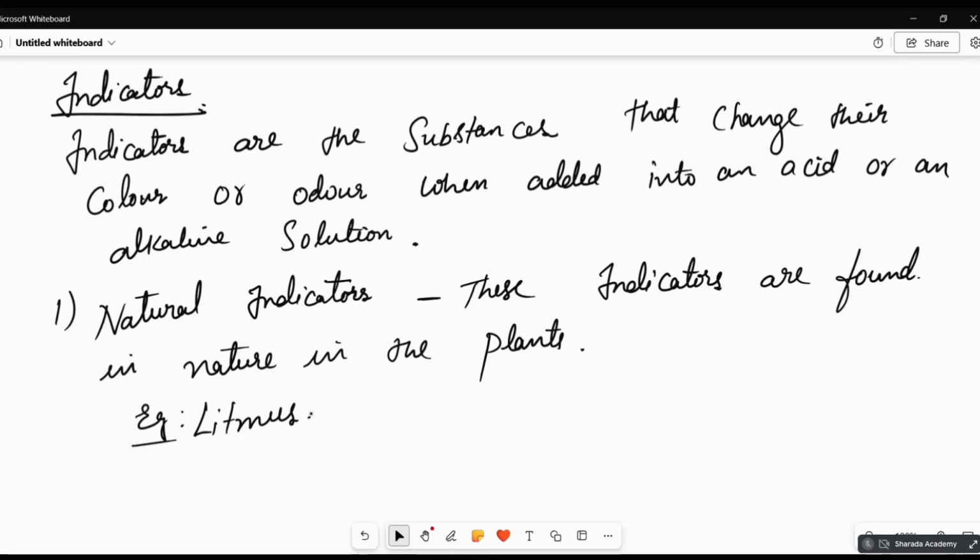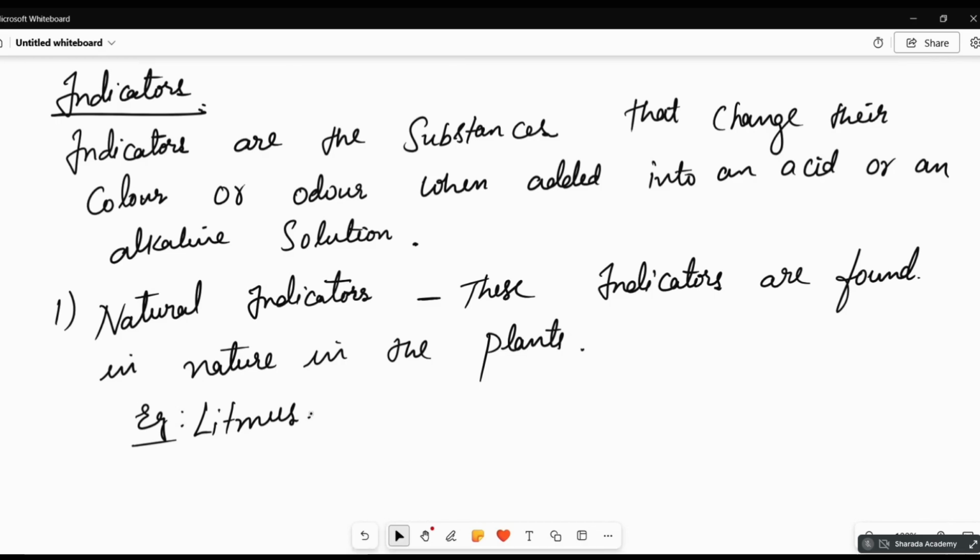Another one, red litmus paper. If you dip that in a base, it changes its color to blue. So there you will know it's a base. If I dip the red litmus paper in an acid, what happens? No change will be there.